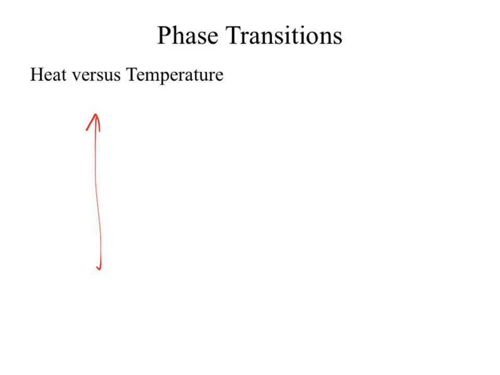We look at a graph, and I'm going to plot temperature on the y-axis and heat on the x-axis. So if I take ice at, say, negative 40 degrees, where do you think I would be on this curve? Where's negative 40 degrees? Okay, we need to put in numbers, but where? Below it. Really, really low, right? Okay, so let's put it down here. That's our negative 40 degrees.